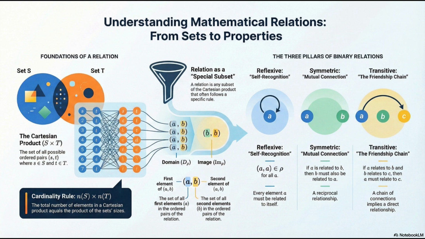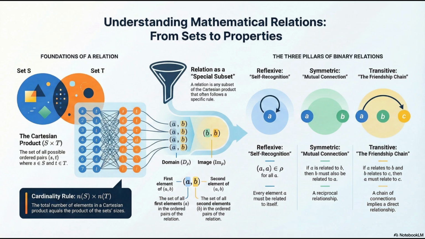Yes. This is a big pivot. This moves us from a binary relation between 2 different sets to a binary relation defined on a single set. So S cross S. Mathematically, yes. Okay. The Cartesian product goes from S cross T to S cross S. Both the domain and the image pull from the exact same pool of elements.